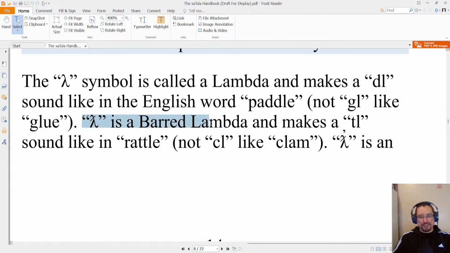The barred lambda makes a TL sound like the word rattle. This is also not a very good example. I'm going to change this when I revise this document.